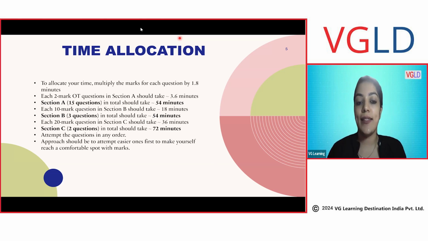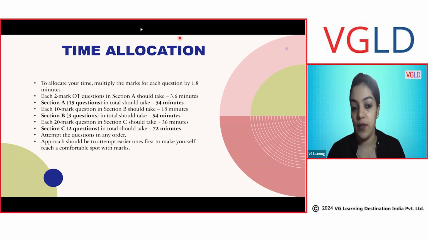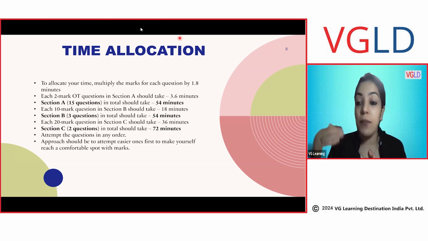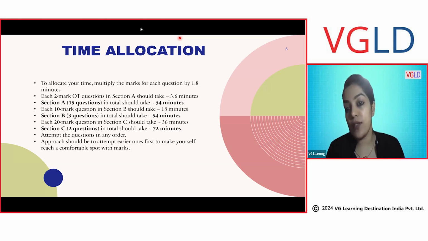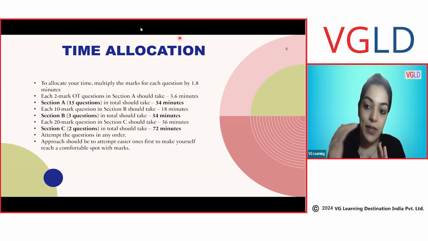So let's say you are starting section A at 9 o'clock. So at 9:54 a.m., however many questions you are able to attempt, that's it. Complete whichever question is in hand and move to the next section, section B. Again, section B will take about 54 minutes. Then, if you're able to, let's say, complete section B sooner, and you've got some extra time left, you can come back to section A from where you left off, and complete the balance.